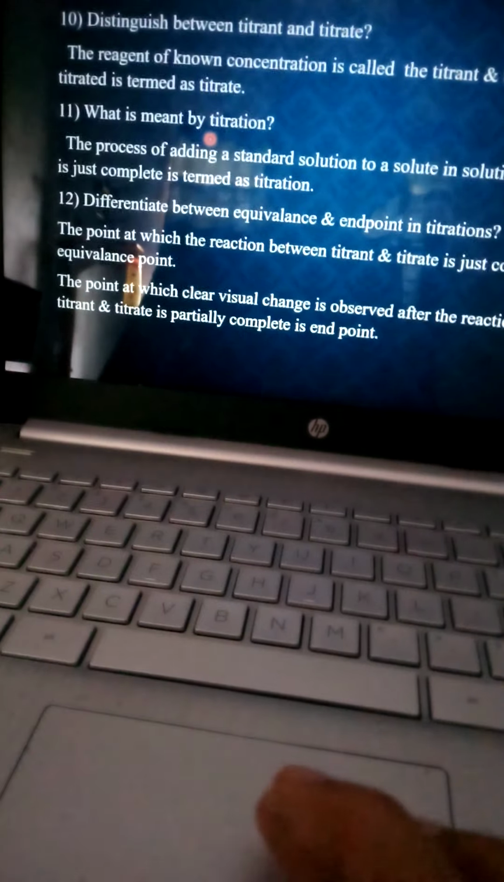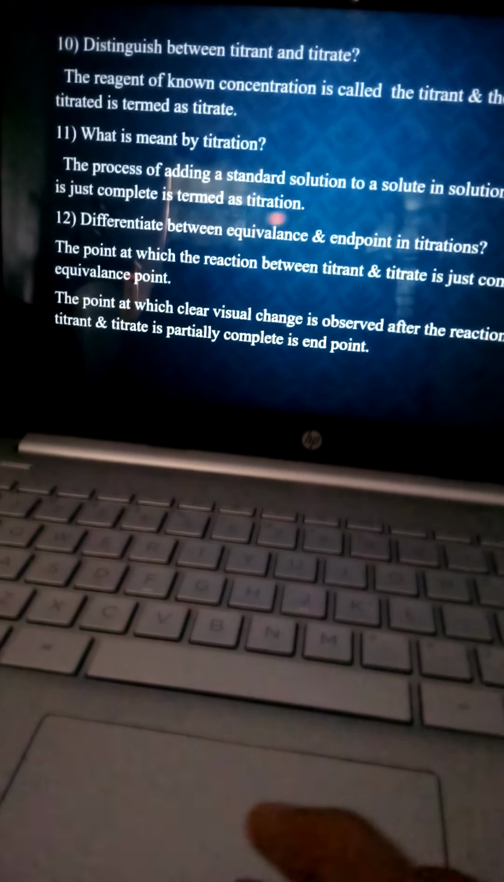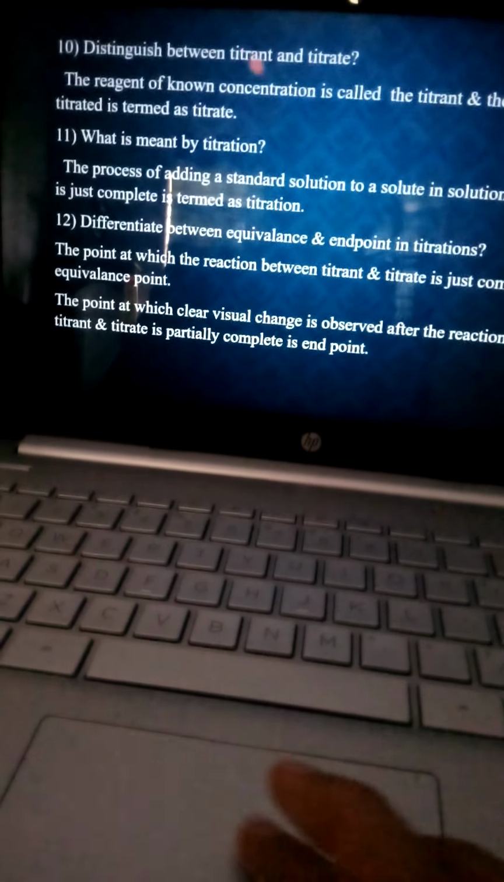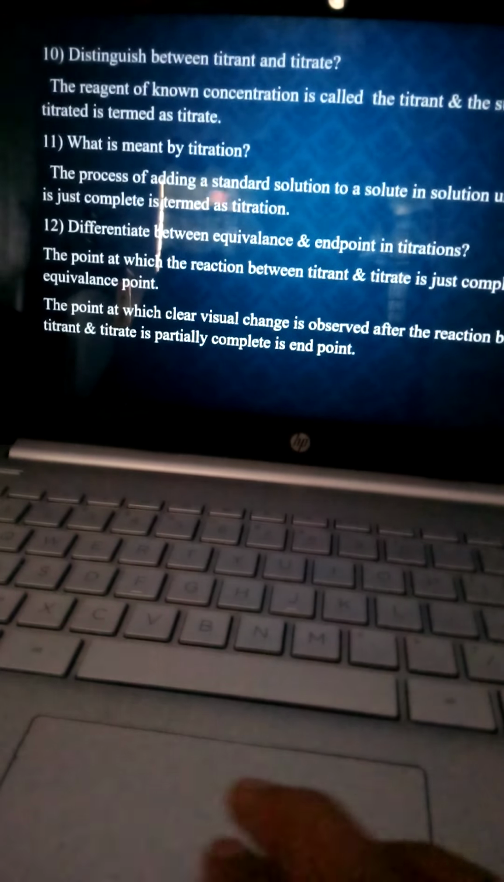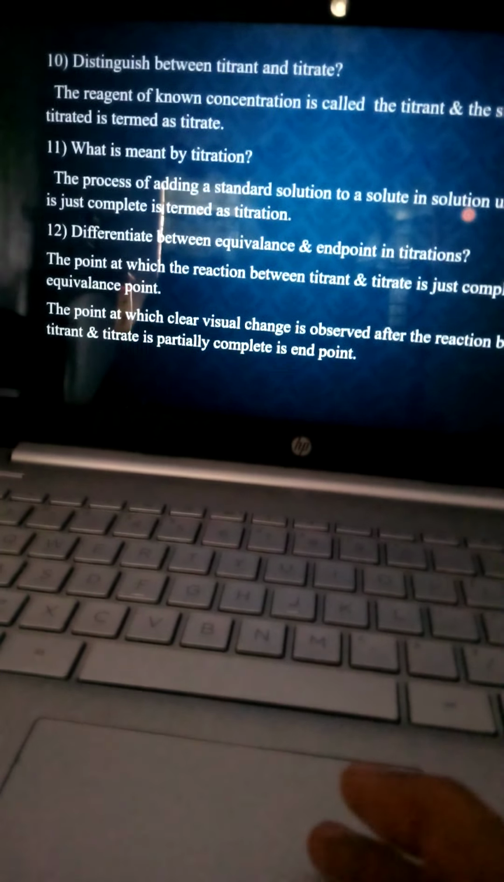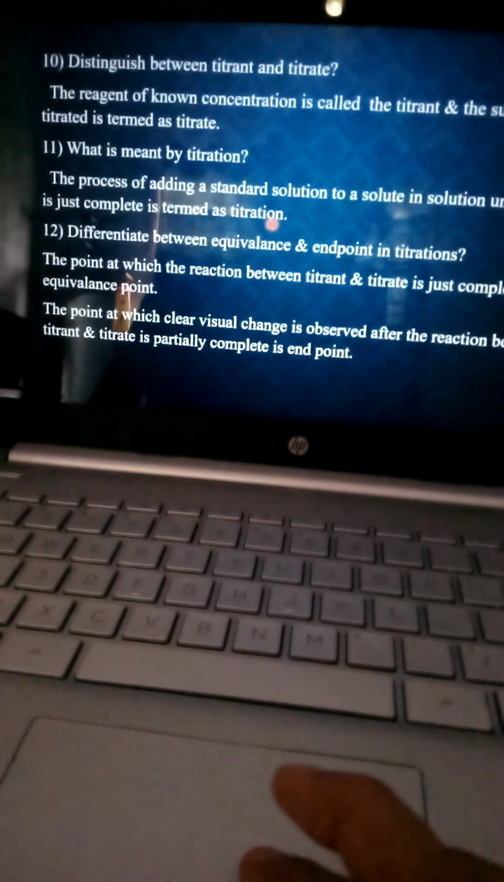Next, what do you mean by titration? Titration means the process of adding a standard solution to a solute in the solution until the reaction is just complete. In a titration, you will observe two things: the titrant and the titrate. So titration is the process of adding a standard solution to a solute in the solution until the reaction is just complete.